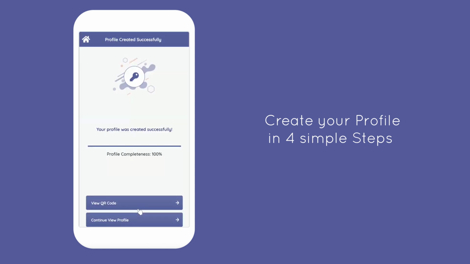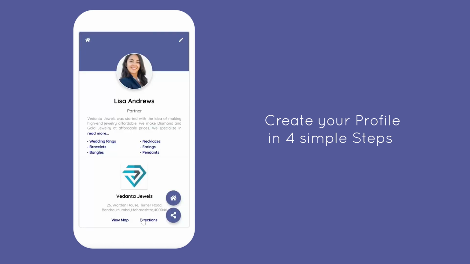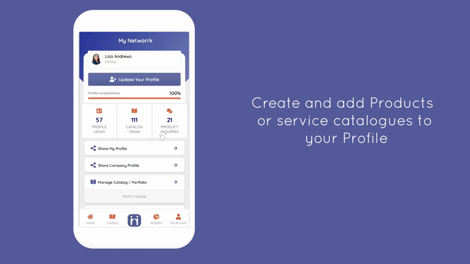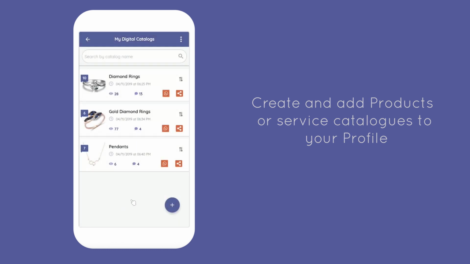Once you have added all the details, your profile is now ready. Now, create and add products or service catalogs to your profile. Click on the Catalog button on your dashboard.